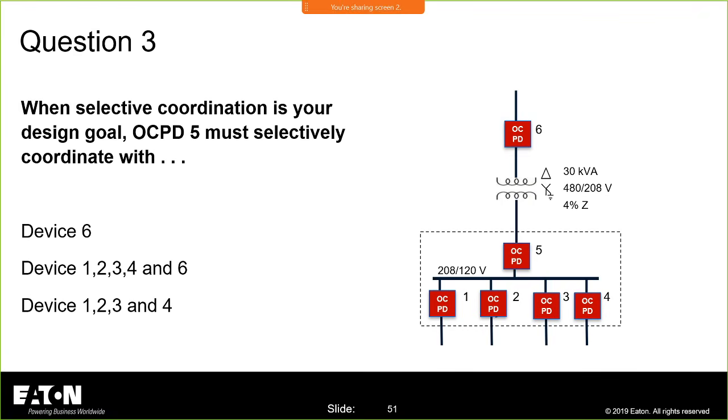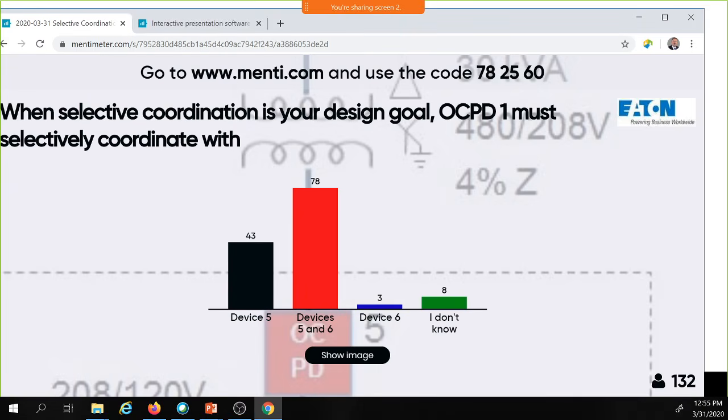When selective coordination is your design goal or code requirement, OCPD 5 must selectively coordinate with, now we're talking about 5, right? We said we have to address, what do we do? What do we have to coordinate with 5? Let's take a look at what our respondents said.